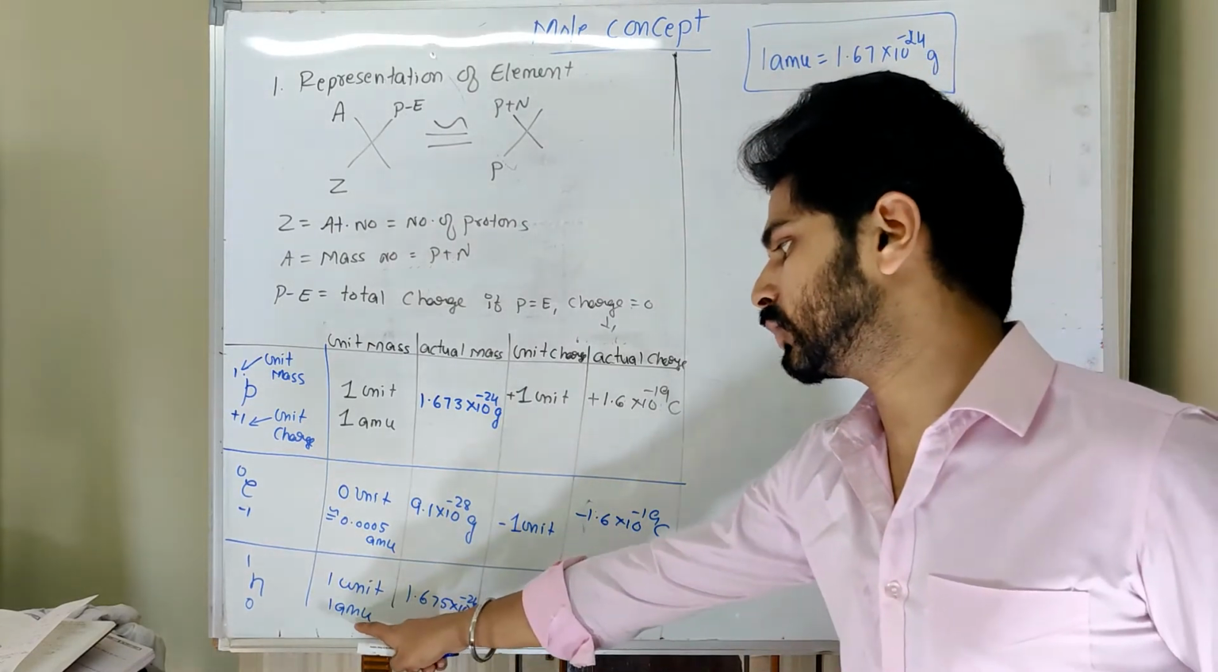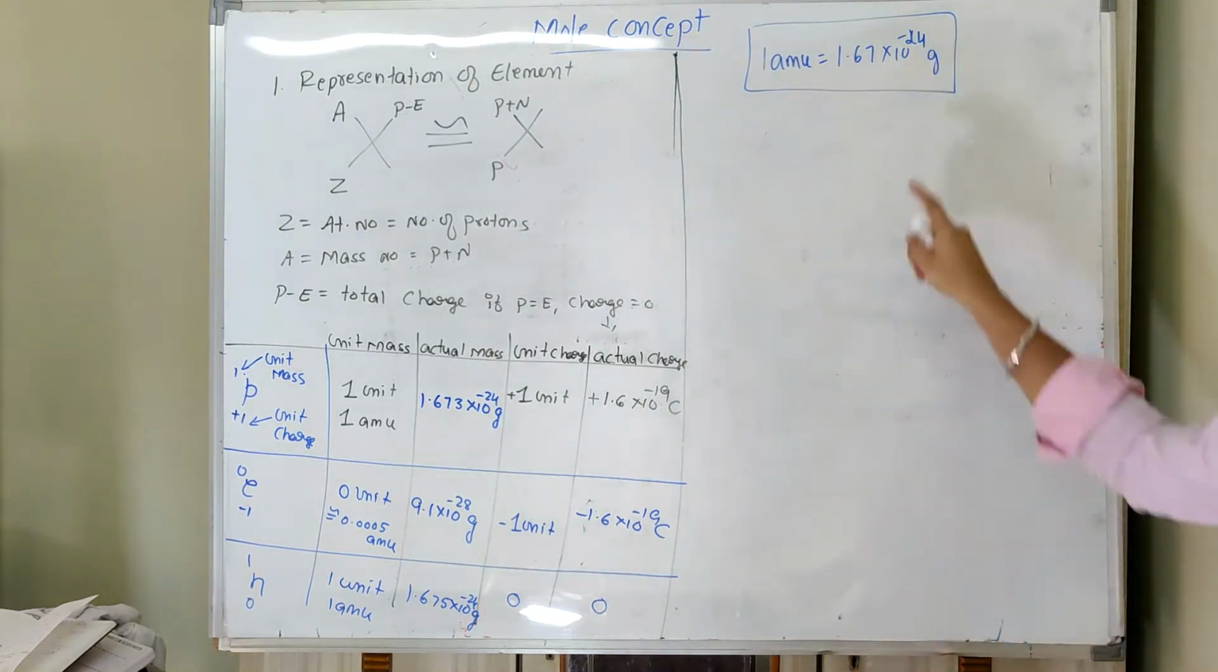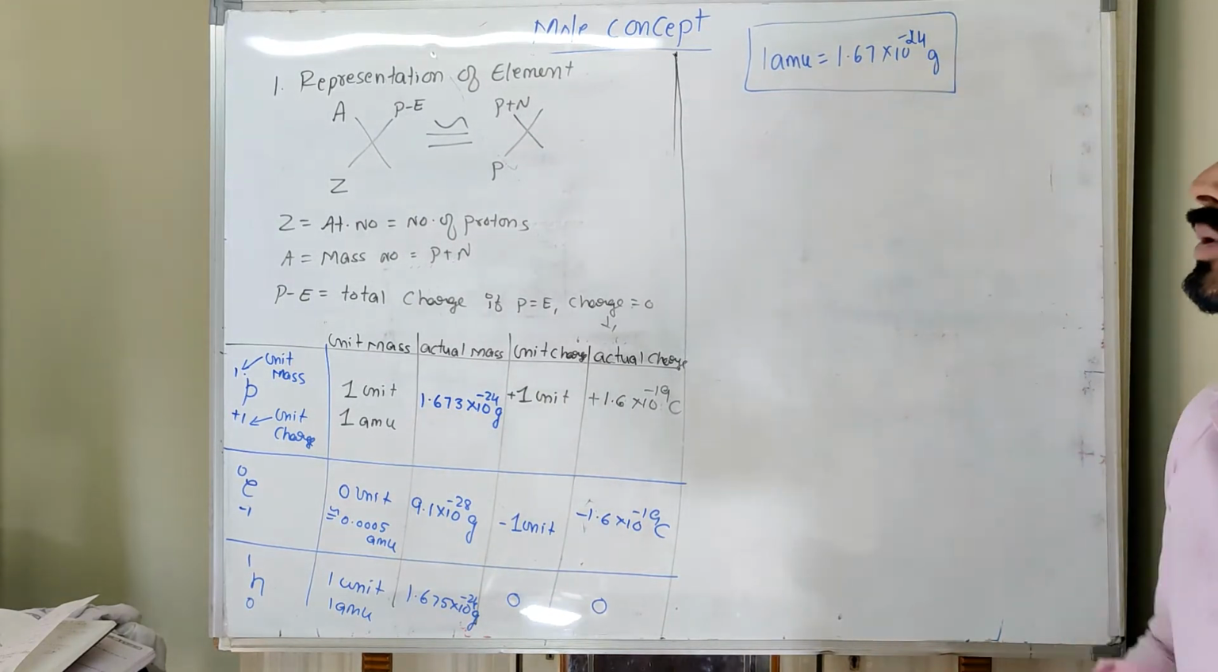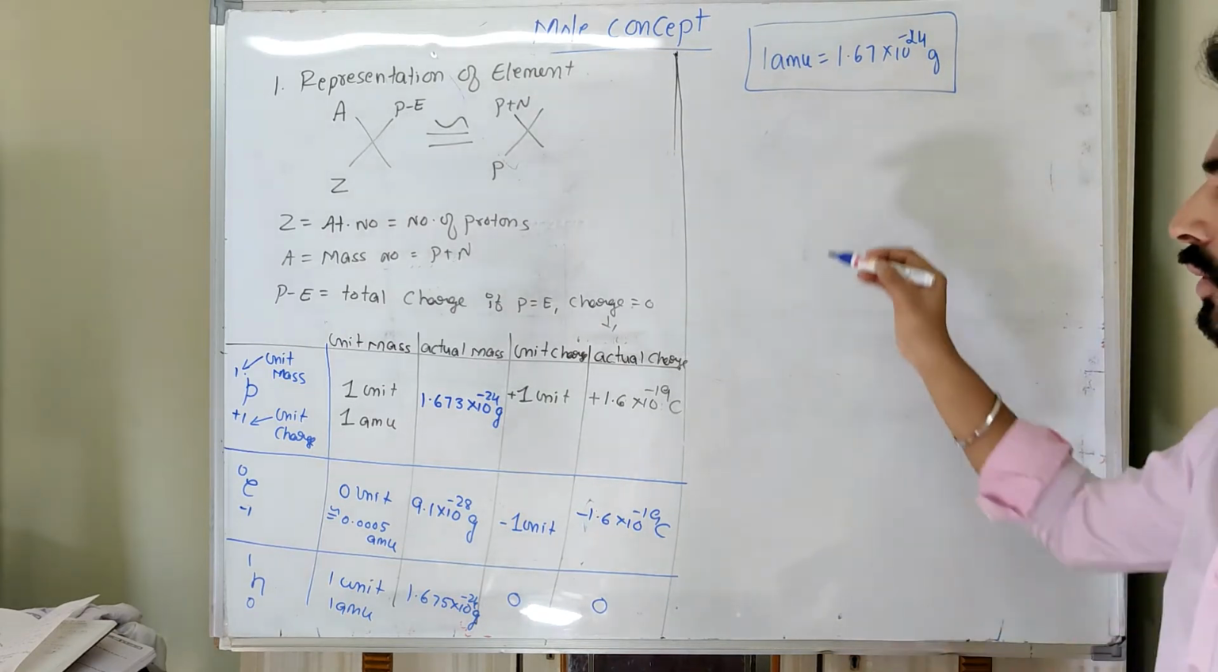I'm just ignoring the third decimal. Why? Because in this case this is also 1 AMU and this is also 1 AMU. I'm ignoring the third decimal, so that we'll keep 1 AMU as 1.67 into 10 raised to minus 24 grams.